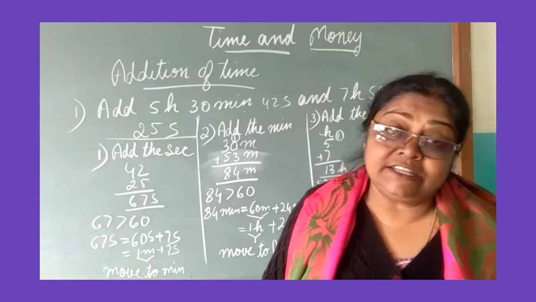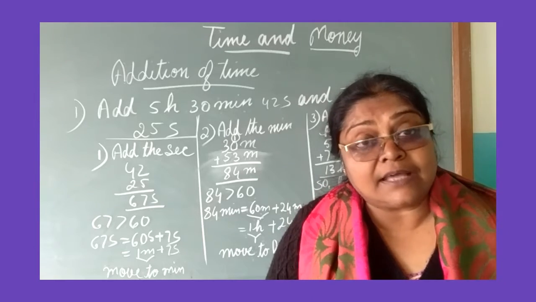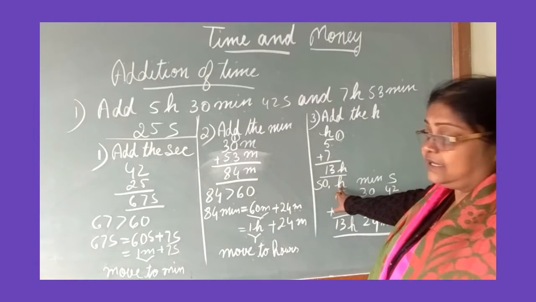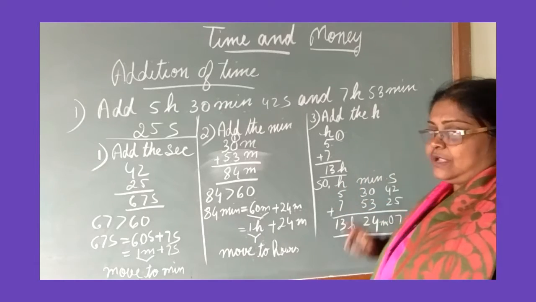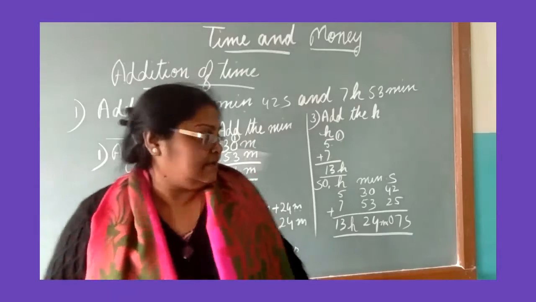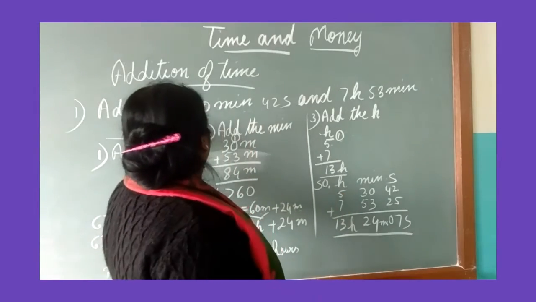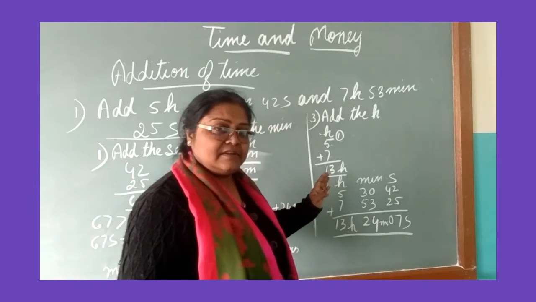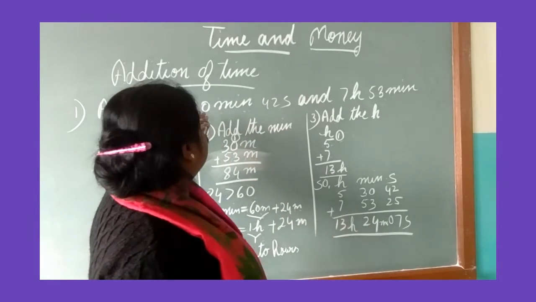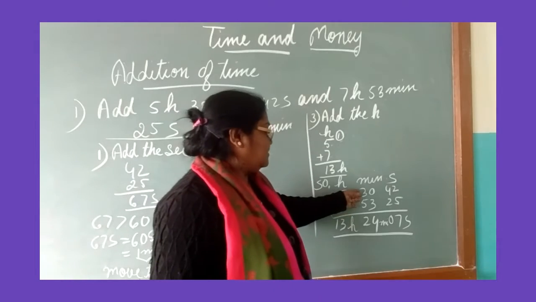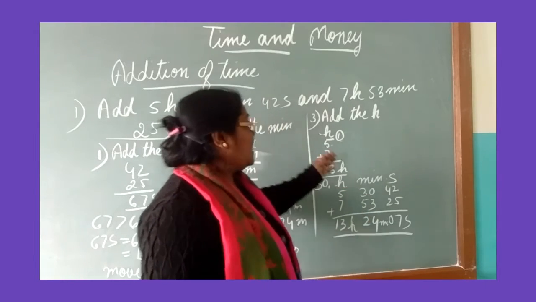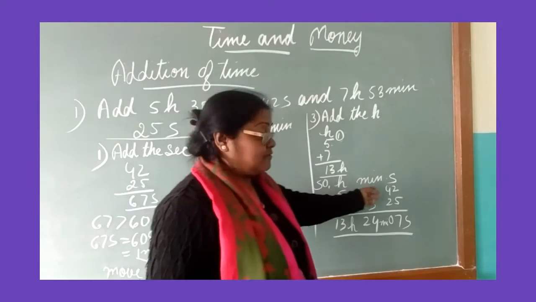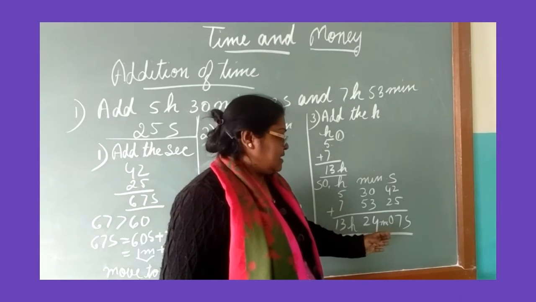Finally you have to arrange this and show the answer that came in addition. So come, we will arrange this hour, minute and second. In hour it is given 5 hour and 7 hour. In minute, 30 minute and 53 minute. And in second it is written 42 second and 25 second.